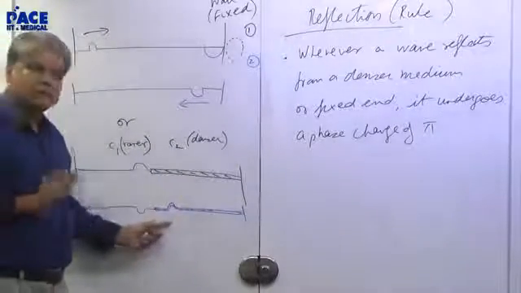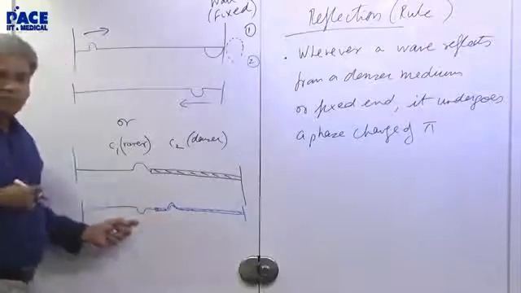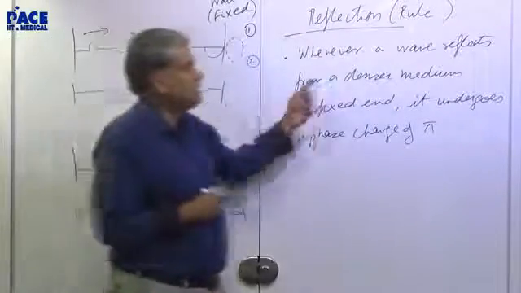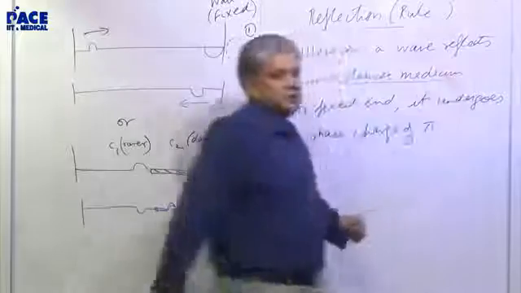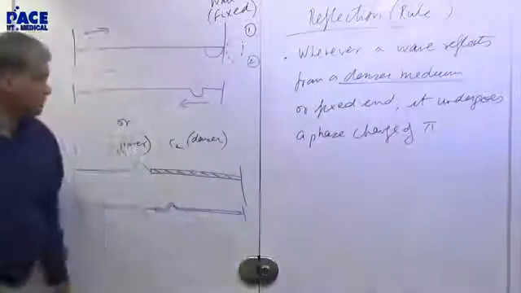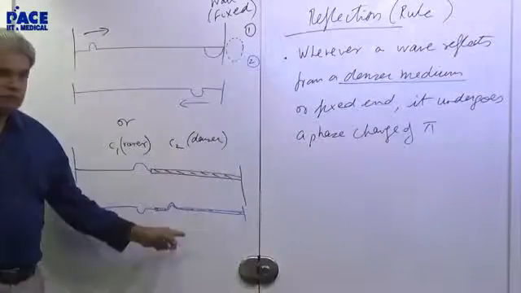So in transmission what happens? Nothing happens. In reflection only this happens, and that too if it is reflecting from a denser medium. So it can be called a fixed end or a denser medium like that. Alright.